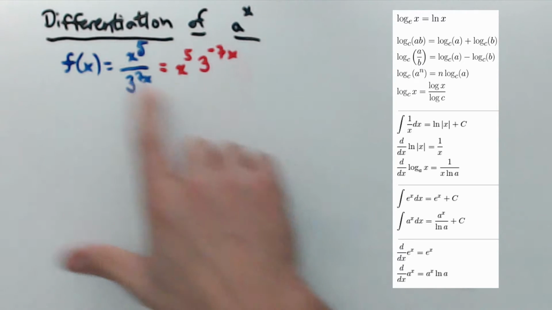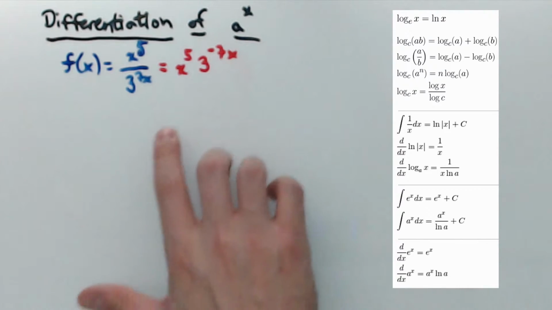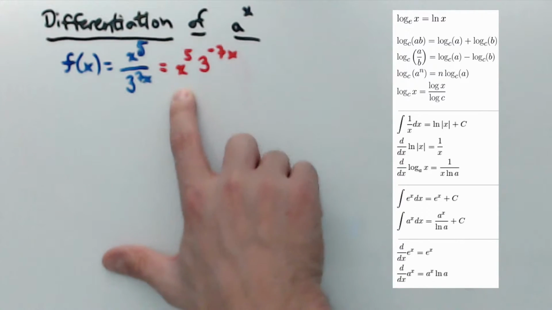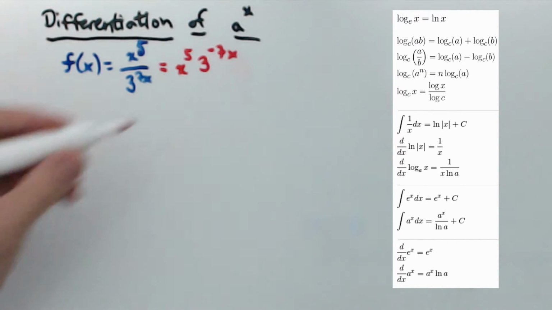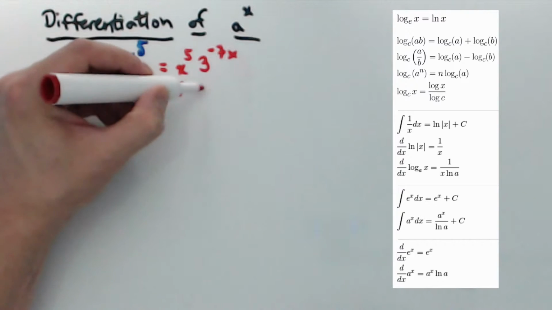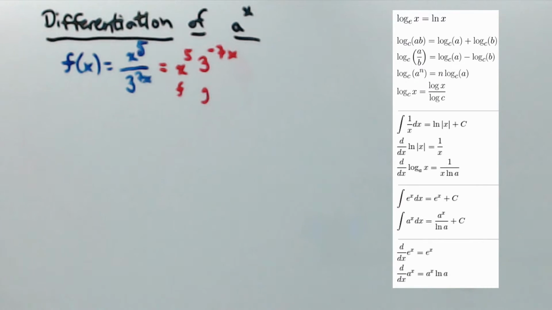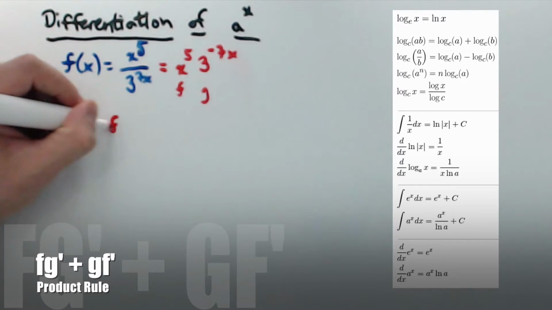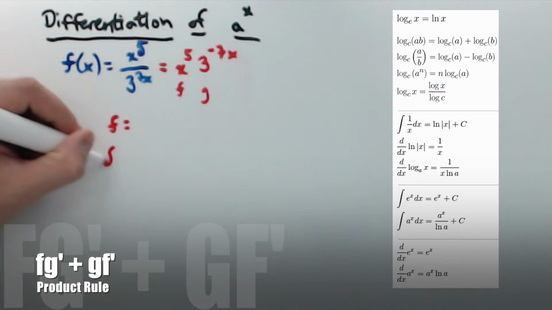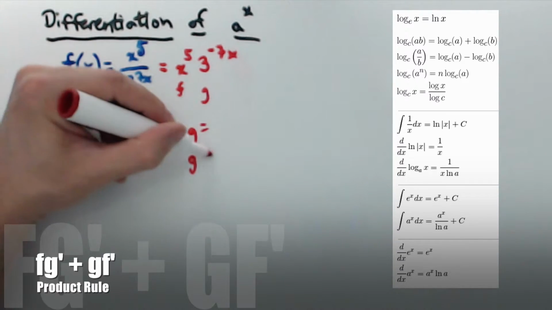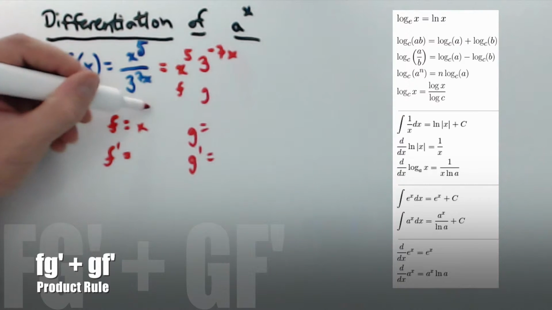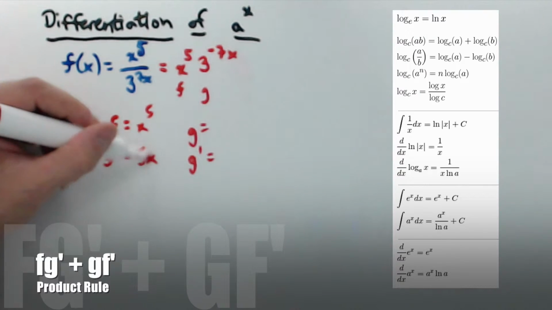Okay, so now since we're finding the derivative, we can just use the product rule here, because I'm doing this function right here, the x to the fifth, times this 3 to the negative 7x. So I'm going to make the first one my f and the second one my g, and then I'm going to use the product rule. So we have our f and our f prime, and then our g and our g prime. The f is going to be x to the fifth, the derivative would be 5x to the fourth.